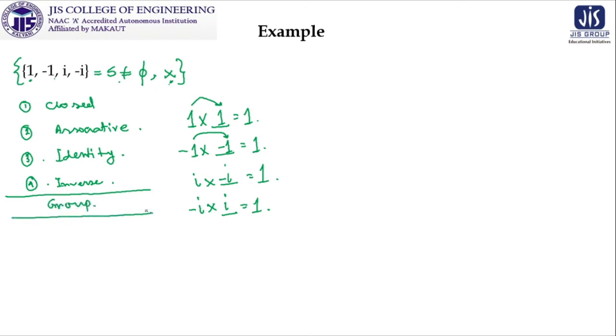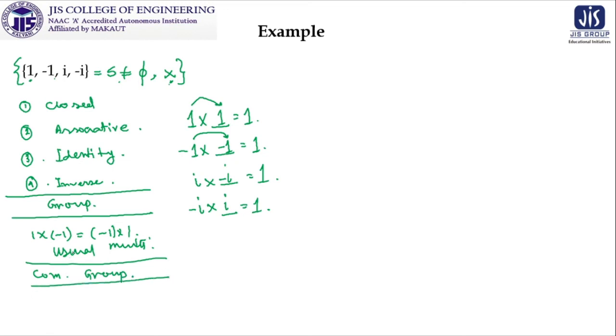Now for our inquisitiveness, we can check whether it is a commutative group or not. If you take any two elements, this is commutative, or logically you can say usual multiplication is commutative. So you can claim that it is a commutative group also. So this is a basic example.